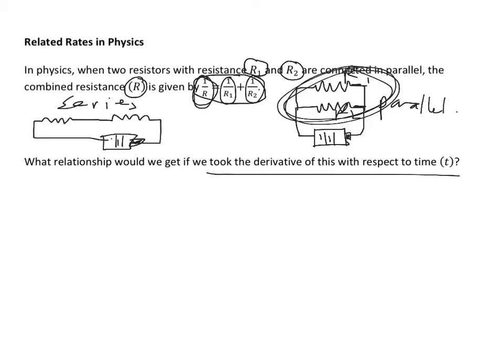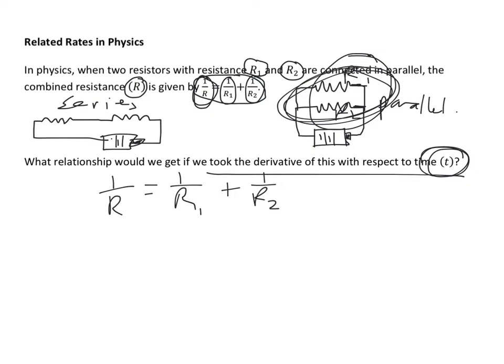So the question I want to ask now, coming straight into calculus: what relationship would I get if I took the derivative of that with respect to time? So imagine if these resistors were not static resistors, but they were actually changing. They were like sliding resistors where you could increase or decrease them. So my question is basically, how would you take the derivative of 1 over R equals 1 over R1 plus 1 over R2? If you wanted to take the derivative of this with respect to t, how would you do it?